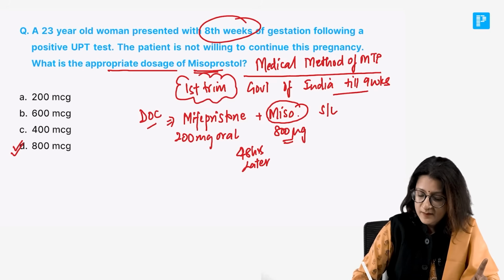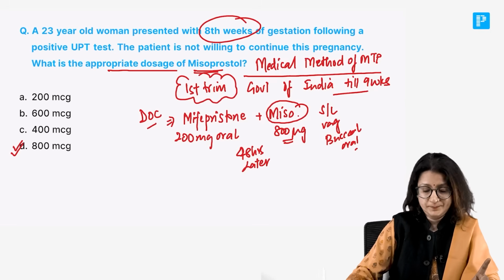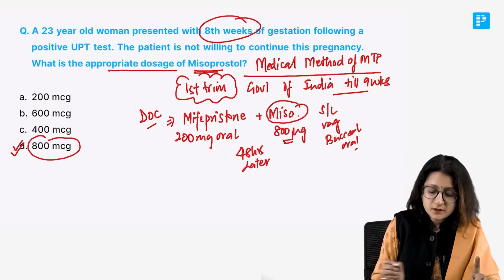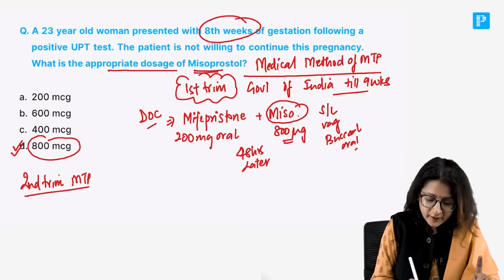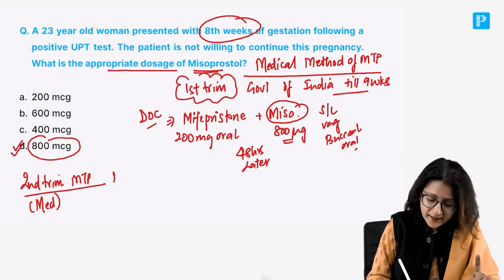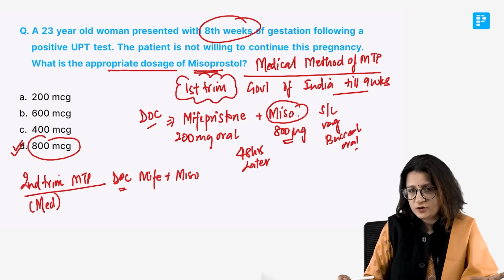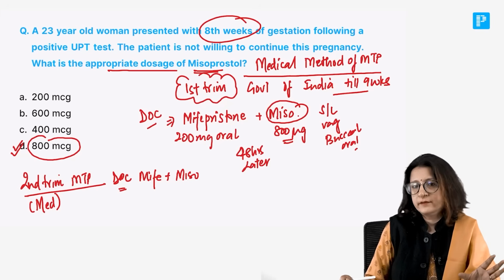The route can be sublingual, vaginal, buccal, or oral. So keep that in mind. 800 microgram is the dose. Also remember, when we're talking about the medical method of second trimester MTP, the drug of choice is also mife plus miso. So for MTP, please remember mife and miso is the better drug of choice. Also remember that misoprostol alone can be given. Mifepristone alone is not recommended.